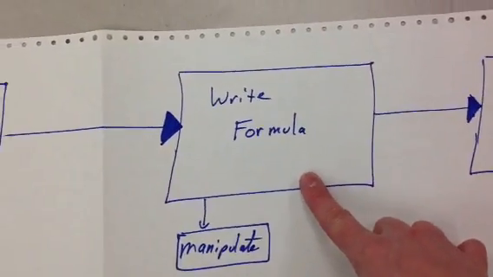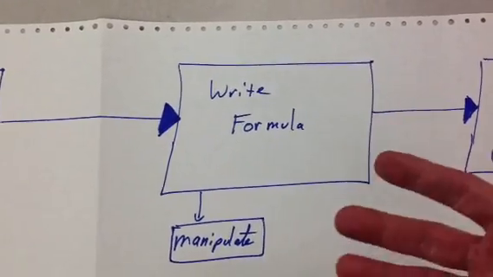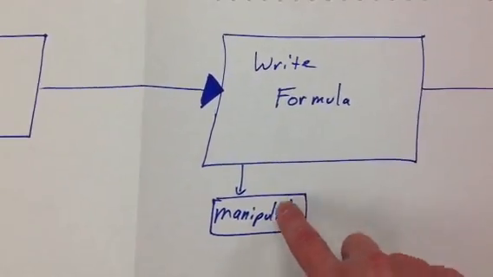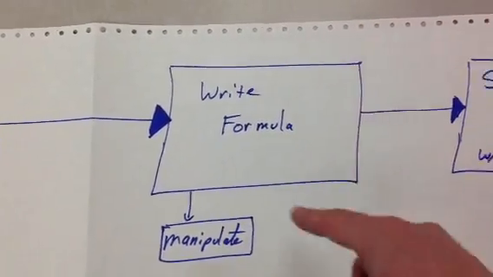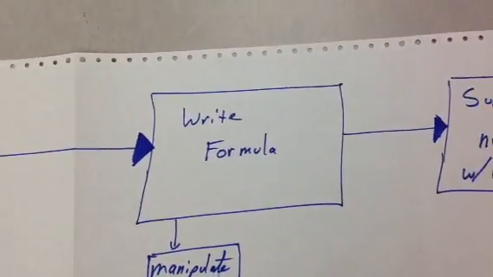Second step, step 2, write the formula. What's the equation you're going to use? You may need to manipulate it. Maybe you've got to solve for a different letter, and so you've got to rearrange the whole equation to get what you need.